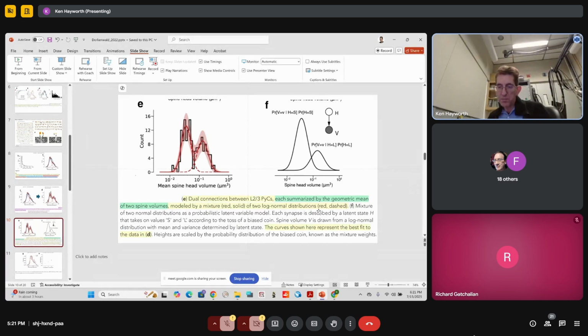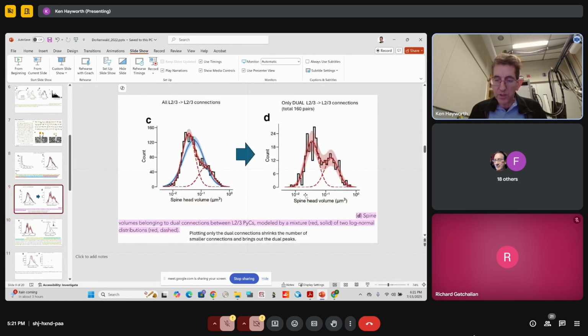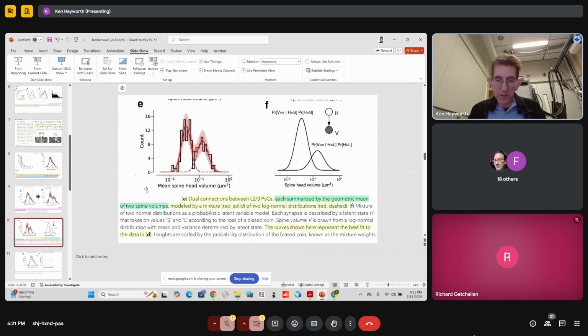Each synapse is described by a latent variable H that takes on values small and large, according to a toss of a biased coin. And the spine volume, V, is drawn from a log normal distribution with mean and variance determined by the latent state, meaning that it could be bigger or smaller for small and large. The curve shown here represents the best fit to the data in D, which is this over here, which is just spine volume as opposed to the mean spine head.